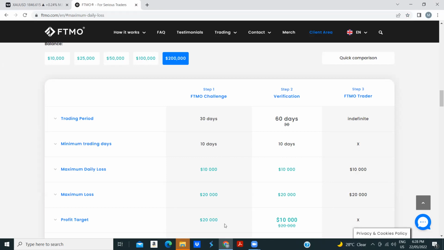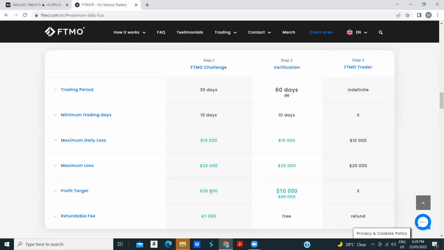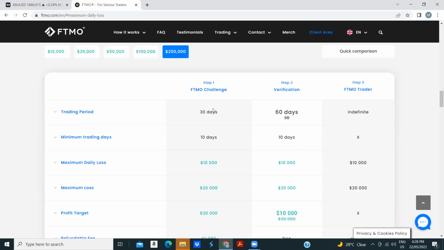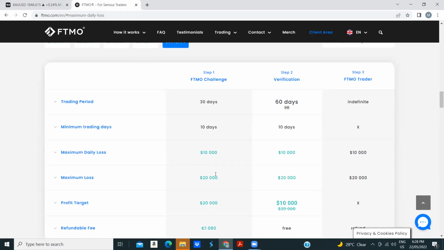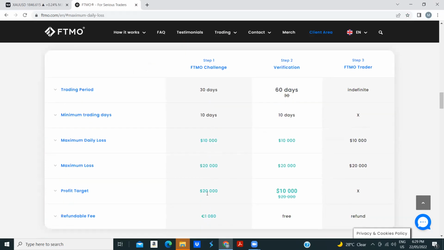So the profit target is 10%. In how many days can you achieve it? If you make 1% per day, in 10 days you will make 10%, so you're going to complete this challenge in 10 days. For verification, your target is 5%. In how many days will you achieve it? In 5 days, but you have to complete 10 days. So it's easily achievable. In 1 month, you can complete the entire FTMO challenge and become an FTMO trader, and you have to follow all these rules.